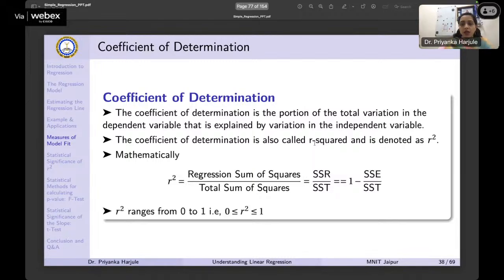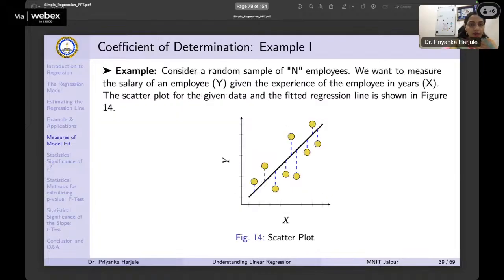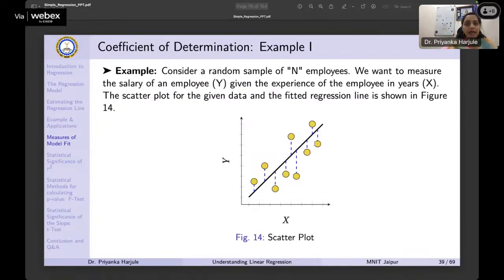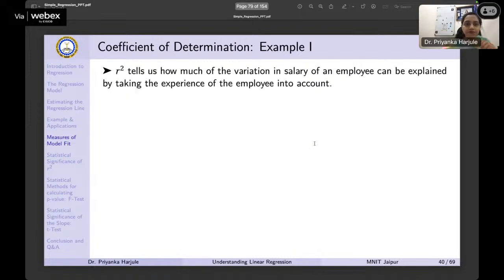The r squared value always lies between 0 and 1 because it is a square one. For example, let us see how it works. Consider a random sample of some n employees, and you want to predict their salary with the amount of experience they have. This is the scatter plot, and this is the fitted line.